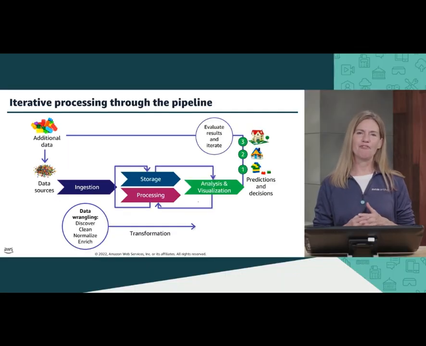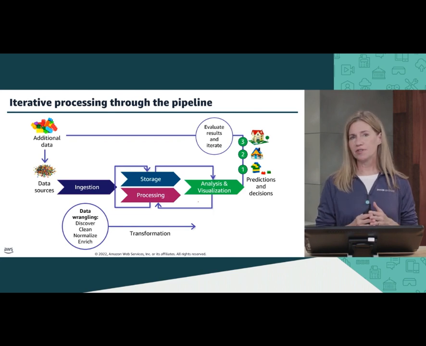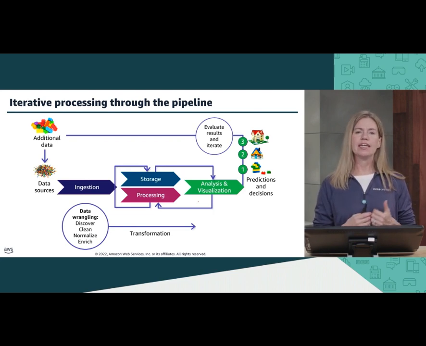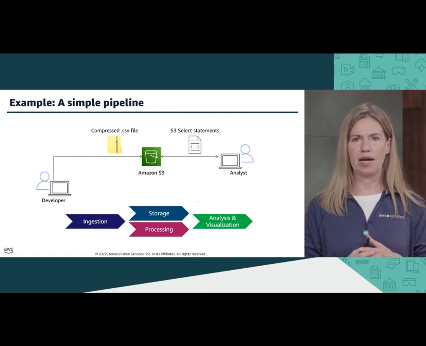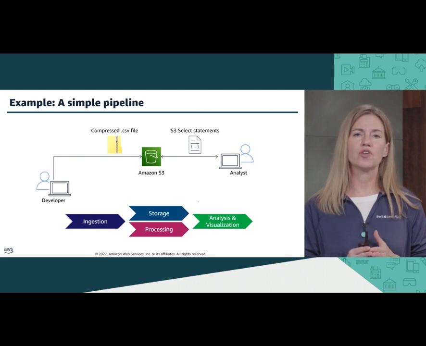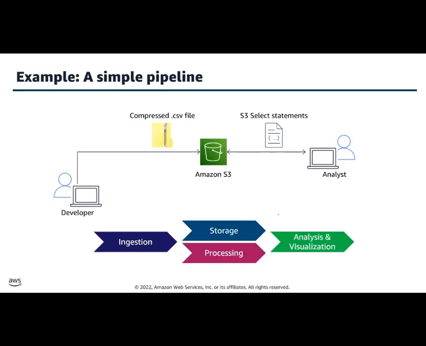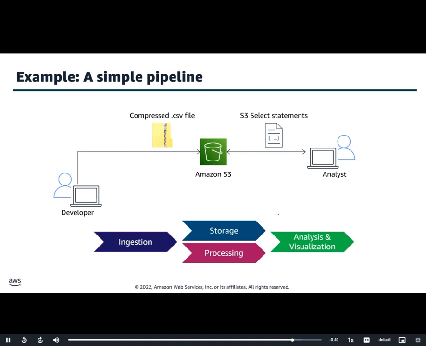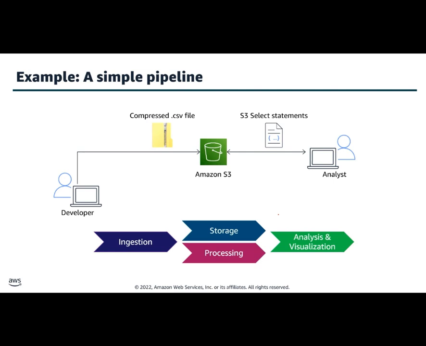A pipeline often has iterations of storage and processing. For example, after the external data is ingested into pipeline storage, iterative processing transforms the data into different levels of refinement for different needs. In this example pipeline, the data set to be ingested is a CSV file that contains structured data. A developer uses a utility to compress the file, then uploads the file to an S3 bucket for storage. The data science team who will analyze the data can use S3 select statements to directly query the data in Amazon S3.